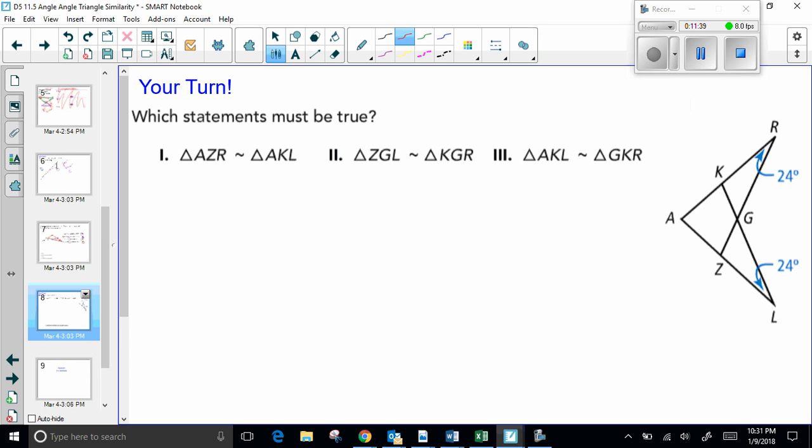Last, which statements must be true? I think that you guys can figure these out. I'm going to let you work on this for a second. Pause this video and then come back and I'll give you the answers.